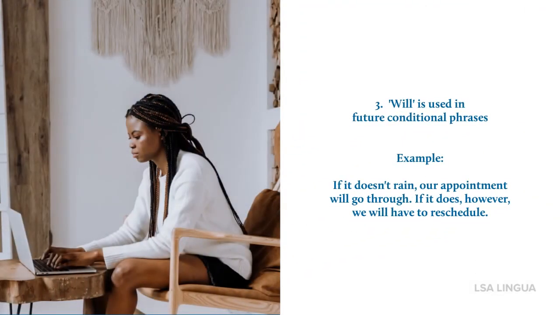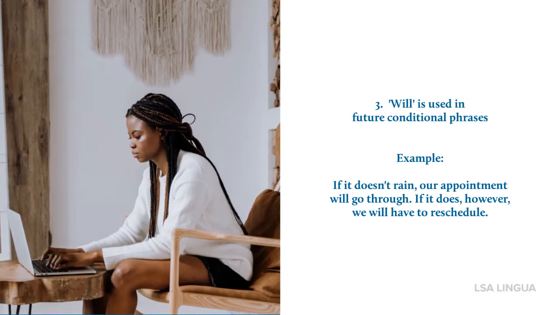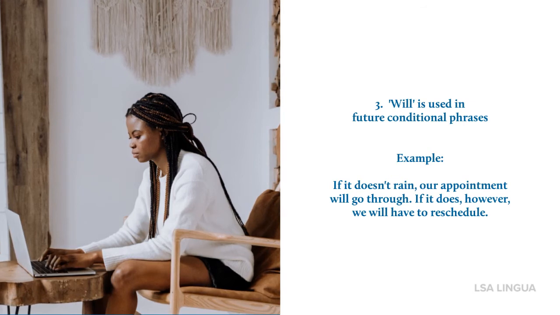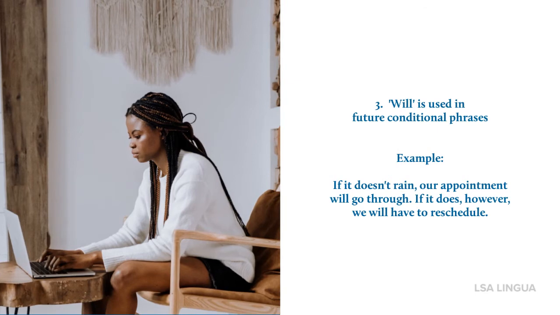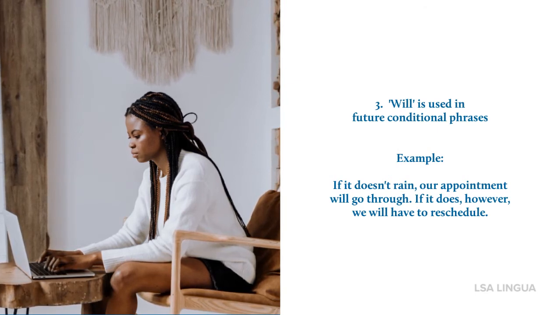And finally, will is also used in future conditional phrases, and specifically in the first conditional. So an example, if it doesn't rain, our appointment will go through. If it does, however, we'll have to reschedule. I just really don't like going out when it rains.